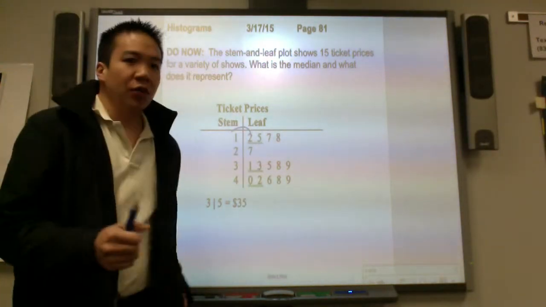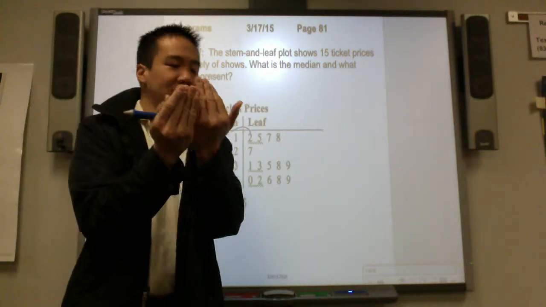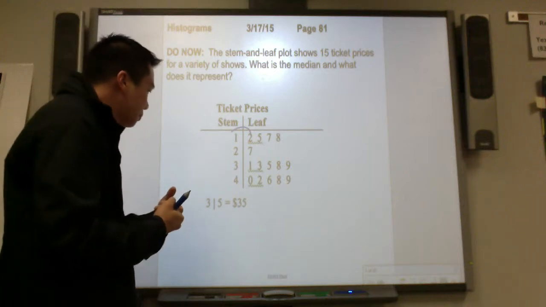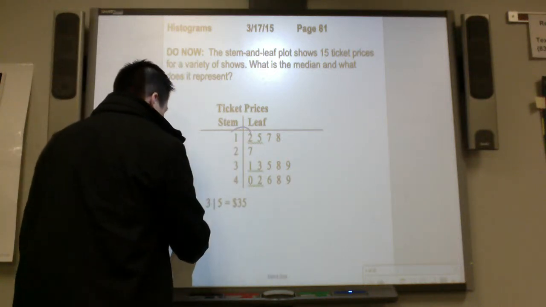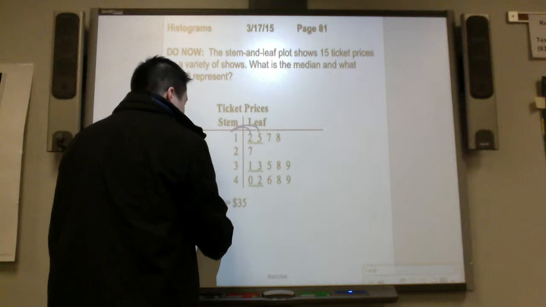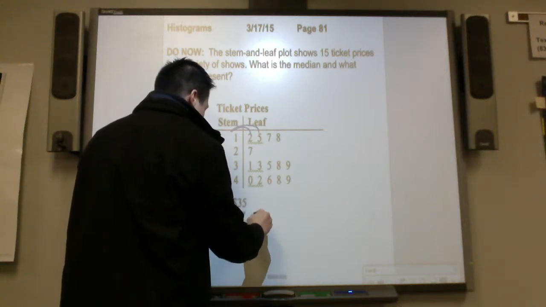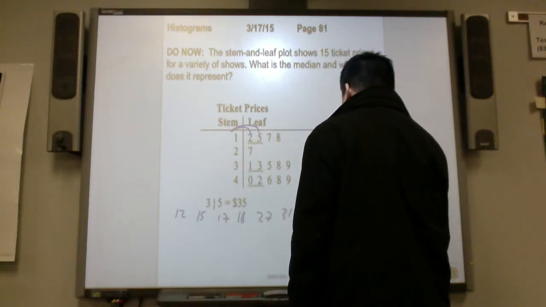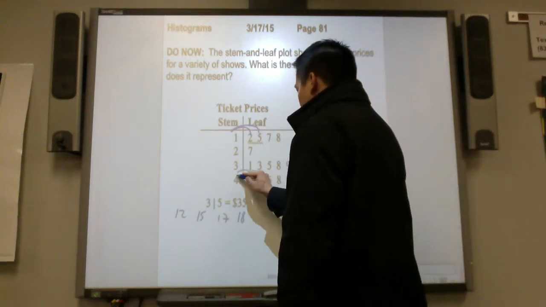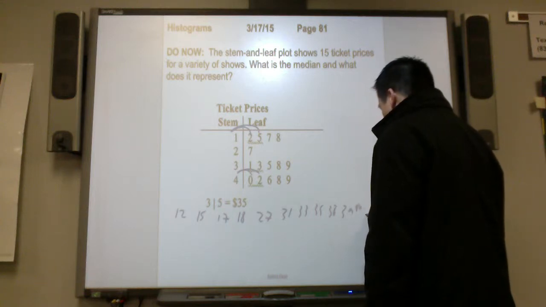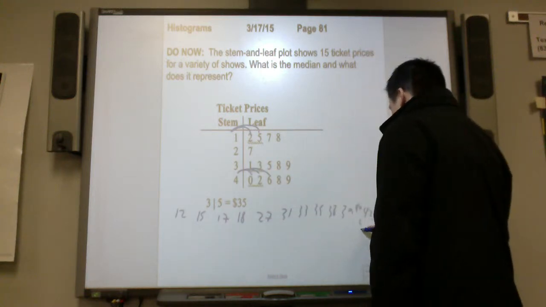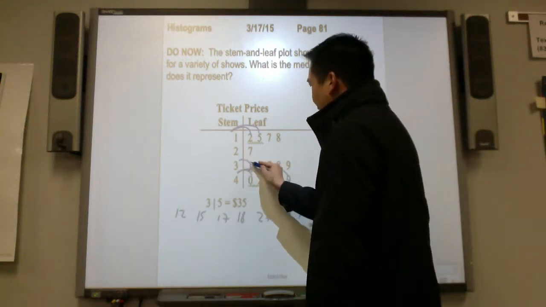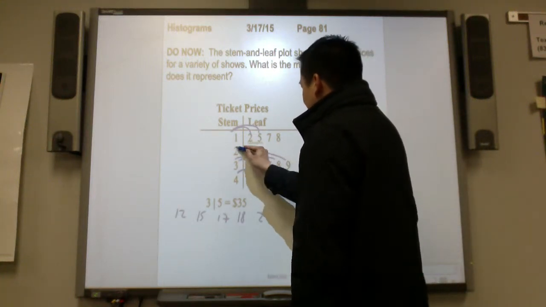So again, in stem and leaf, you have the tens place and a ones place. Let's look at our key. So here's the tens place, here's the ones place. You combine them together, it forms a number. So 1 and 2 makes 12. Combine these two is 15. Combine the next ones: 17, 18, 27, 31, 33, 35, 38, 39, 40, 42, 46, 48, and 49. So again, I'm combining the stem with the leaf.